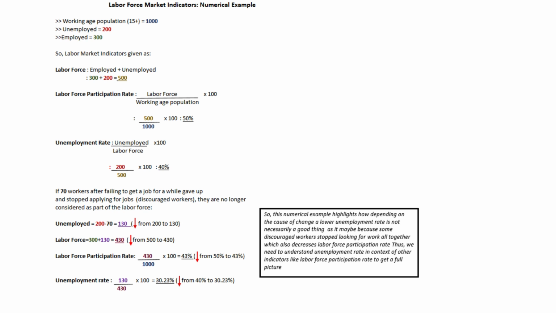So the labor force participation rate is 500 divided by 1,000 times 100, which is 50%. Now, if you want to calculate the unemployment rate, it's the unemployed expressed as a fraction of the labor force. So it's the unemployed, 200, divided by the labor force, which is 500, times 100, so it's 40%.